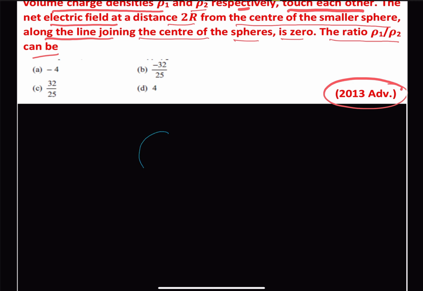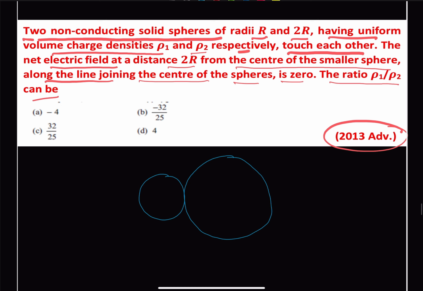So we have a smaller sphere and we have a bigger one. They are touching each other. Radius of smaller one is given as r, and the radius of larger one is given as 2r. We have to find out the net electric field at a distance 2r from the center of the smaller sphere. So this is the center of the smaller sphere. Let us suppose we call this point P, and this distance is about 2r.